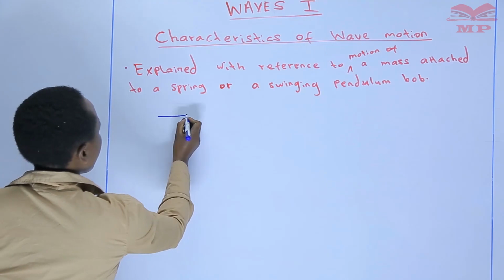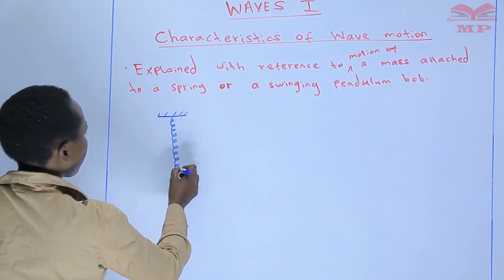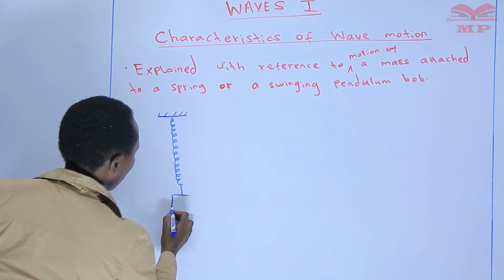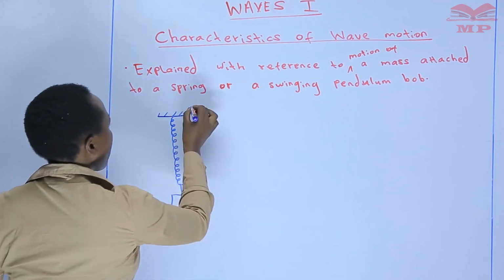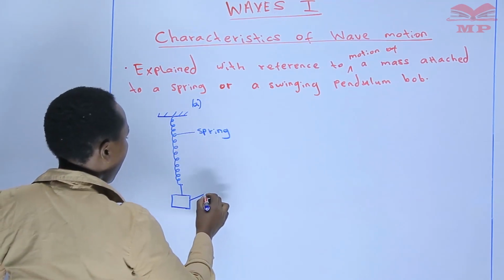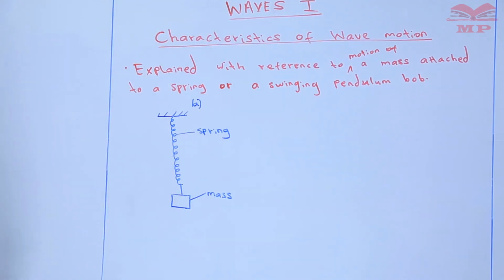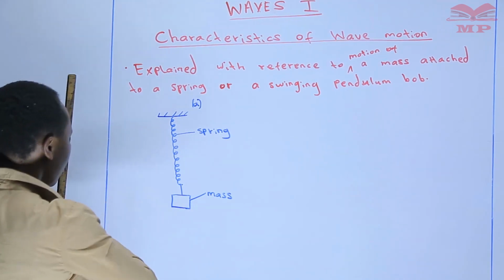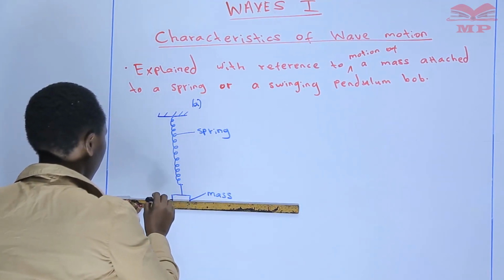So here we are going to consider, this is our fixed point, and then here we have a spring. That's our spring. On this end we have a mass attached onto it. So this is our mass. So that's what we have. This is our, we can call this one A. So this is our spring, and here we have the mass. So in this, if we consider this to be our mean position for the mass, this as our mean position, at the center of this mass.